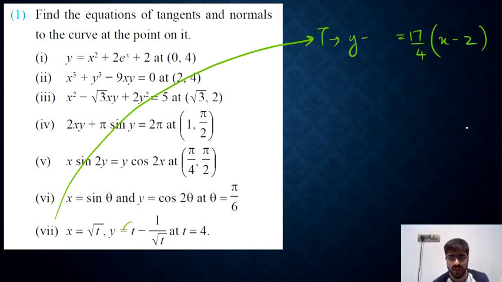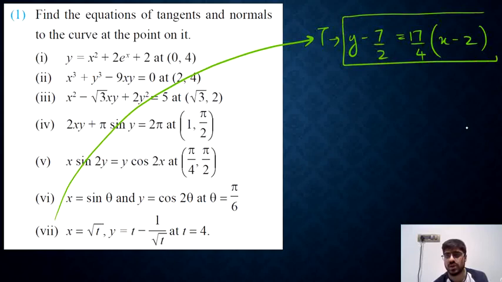You put a 4 here. So we have 4 minus 1 upon root 4. That is 4 minus 1 upon 2. That is what? 8 minus 1. So 7 divided by 2. And yeah, that's finally the equation of your tangent.